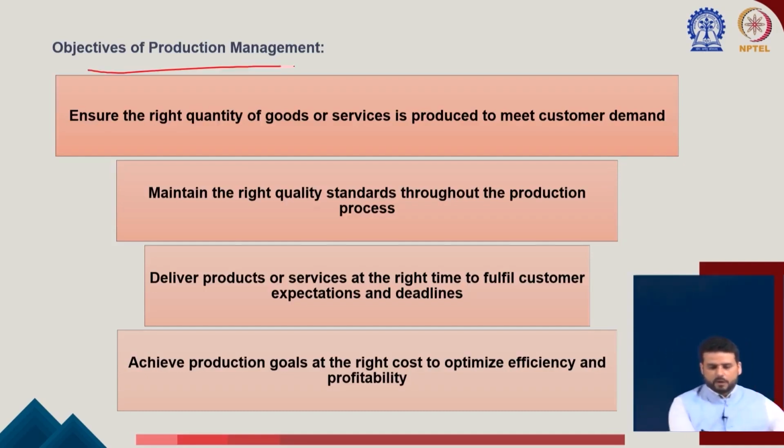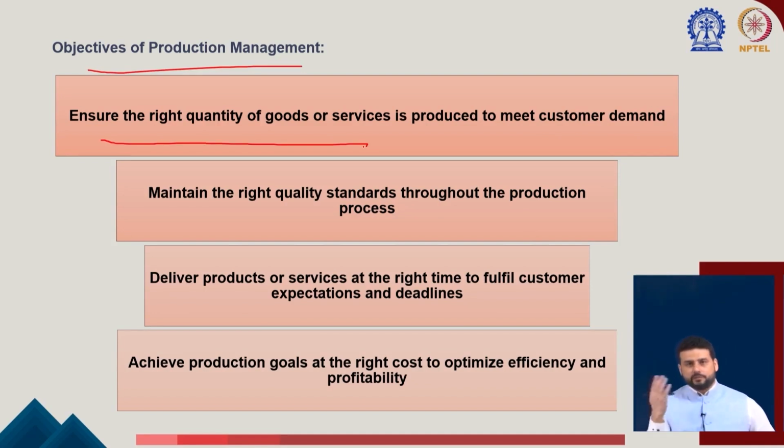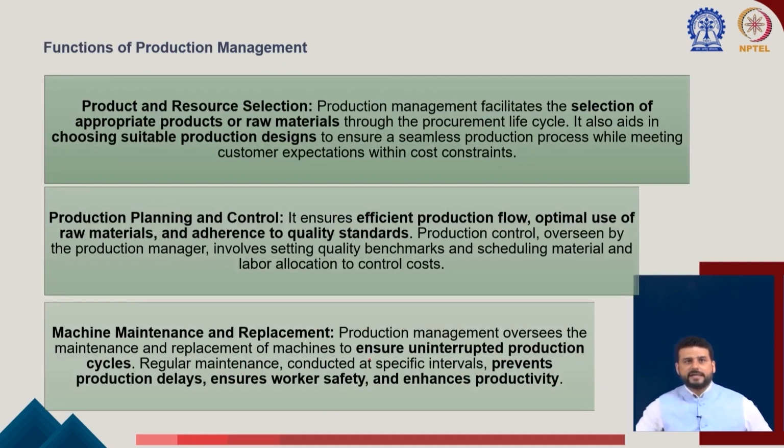So objectives of production management: ensure right quantity of goods and services to meet the customer demand, maintain the right quality standard throughout the production process. You need to ensure delivery of the product and services at the right time as per the customer expectation and deadlines, and you need to ensure the overall profitability as well, right?